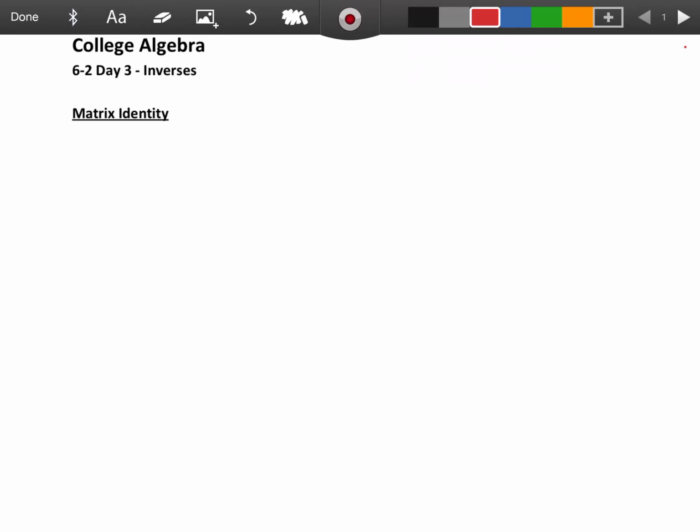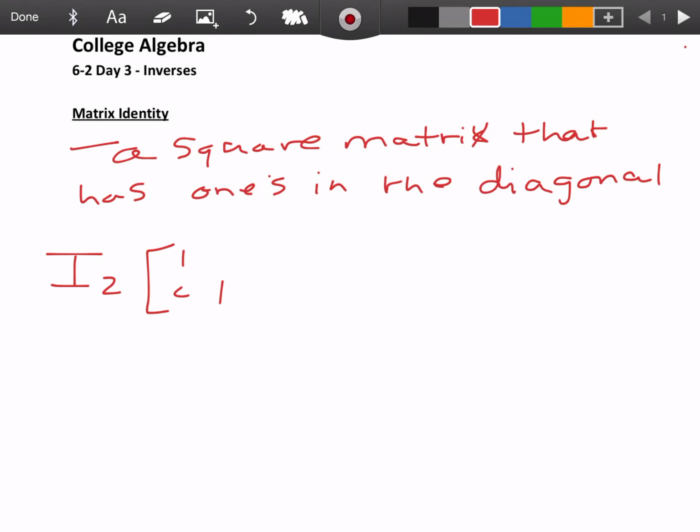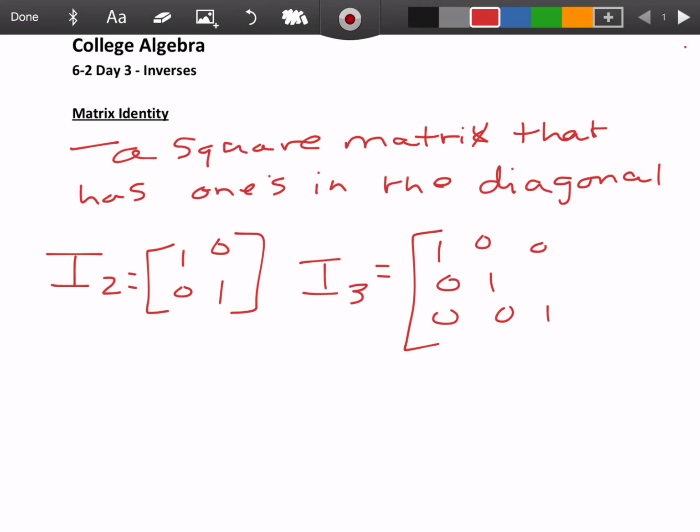So what a matrix identity is, basically, is a square matrix that has ones in the diagonal. What that means is, if we had what we call I2, we just have ones like this, and then zeros everywhere else. If we had a 3 by 3 square matrix, we'd call that I3. You have 1, 1, 1, and then zeros here, right? And so on and so forth. You go I4, I5, I6. The important things are that it is square and that ones are in the diagonal.